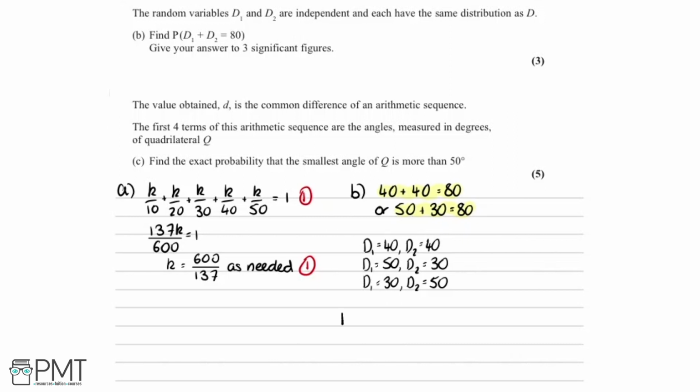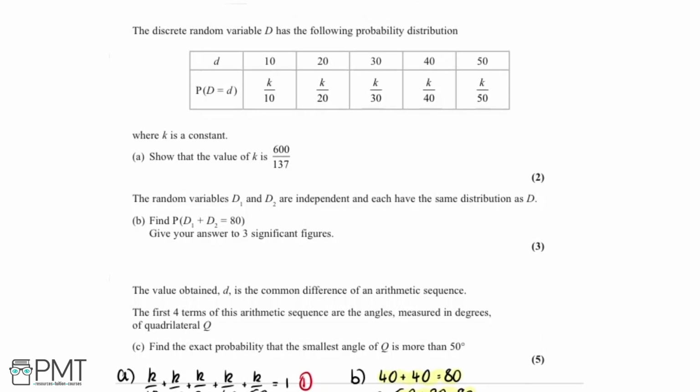So now what we're going to do is evaluate the probability that d1 plus d2 equals 80. I'm going to write here just a little note that for and, we're going to use multiplication, and for or, we're going to use addition. So for our first case to get d1 plus d2 equals 80, we're going to have the probability of d1 being 40. And if we look back up to our distribution at the top, for 40 the probability is k over 40. And actually, we notice a pattern. For 10, it's k over 10, for 20, it's k over 20. So we can work with that quite easily.